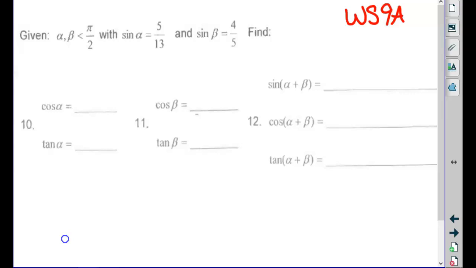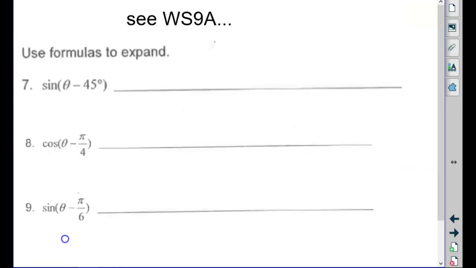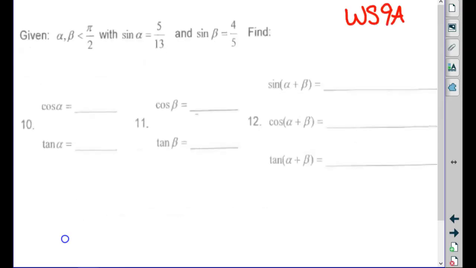Why are we doing this? Oh, this is where you're going to get to use these eventually. Can you go to worksheet 9A real quick? Number 10 at the bottom. Let's just see if we can get one of these done. Yes, this is number 10 at the bottom.